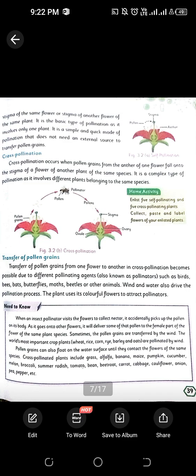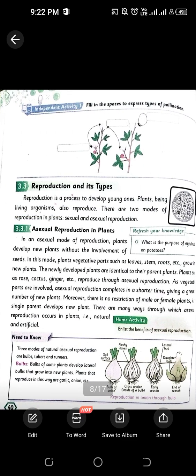Then we have discussed reproduction and its types. Basically, reproduction is a process through which new young plants are generated. Plants also reproduce like living organisms, and there are two types of reproduction: one is asexual reproduction and the other is sexual reproduction.